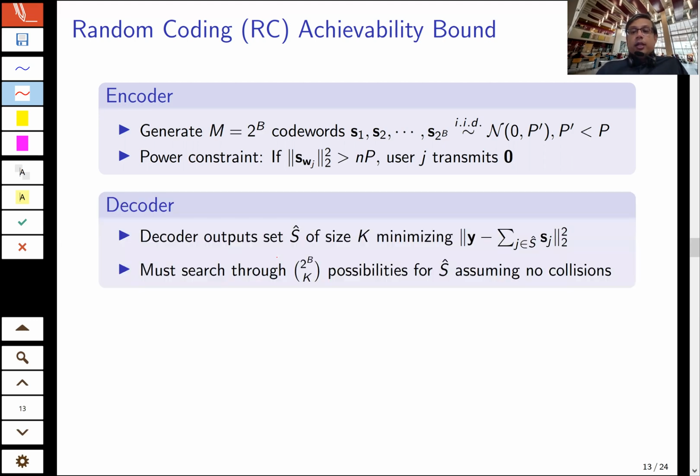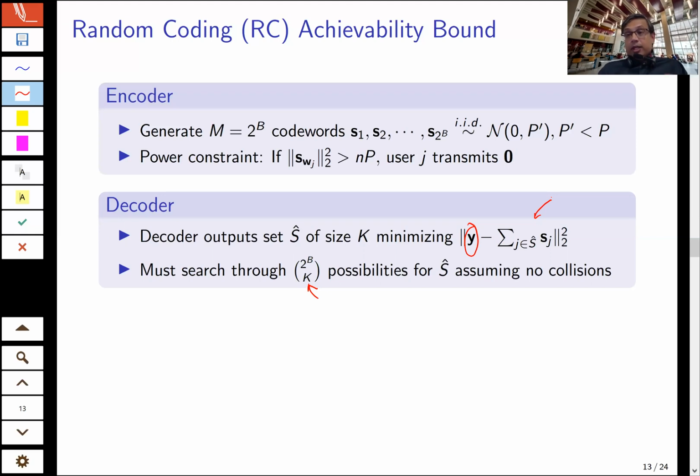At the decoder, it observes Y, which is the output of the multiple access channel. Then the decoder exhaustively searches through all possible subsets of size k of indices, computes the Euclidean distance between y and the sum of the s_j's over those indices, and picks the subset which has the smallest Euclidean distance. In other words, this is basically just a maximum likelihood decoder with the Gaussian random codebook.